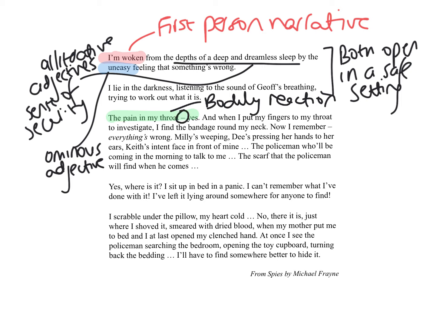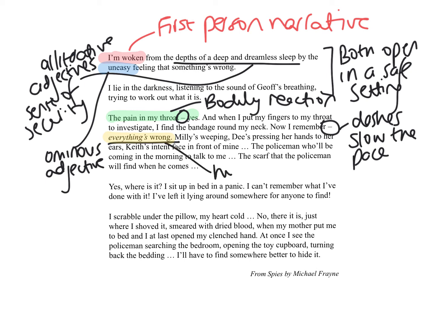And the author here uses dashes to slow down the pace. This use of punctuation, dashes slow the pace as the protagonist slowly remembers all that has happened. And that is reinforced, the kind of final revelation, through this hyperbole. Everything's wrong. That hyperbolized revelation. A revelation is like a sudden sense of understanding, and that's really exaggerated here. This sense of tragedy. Everything's wrong.